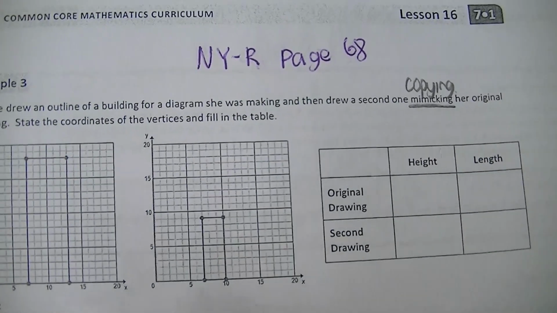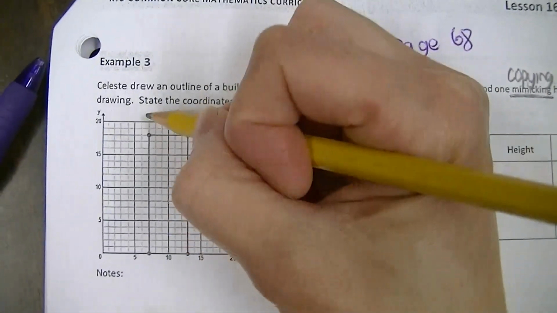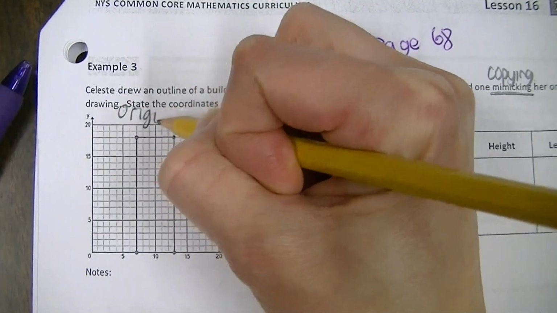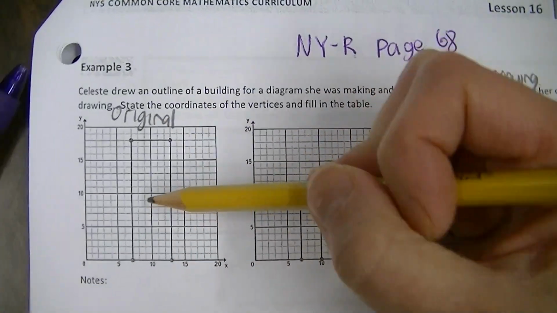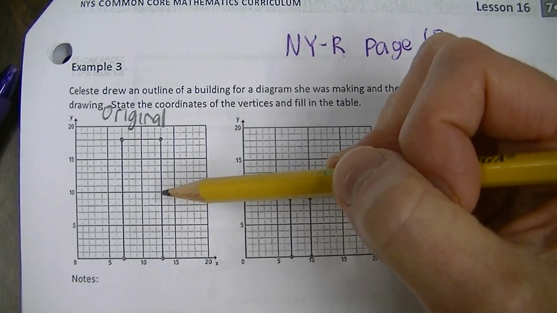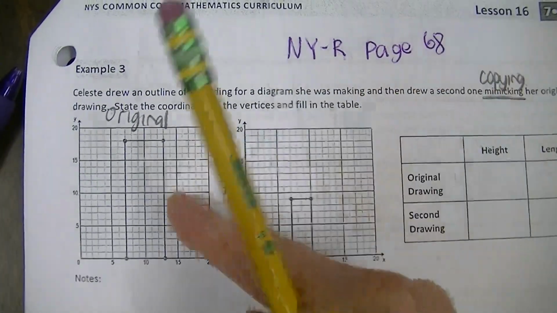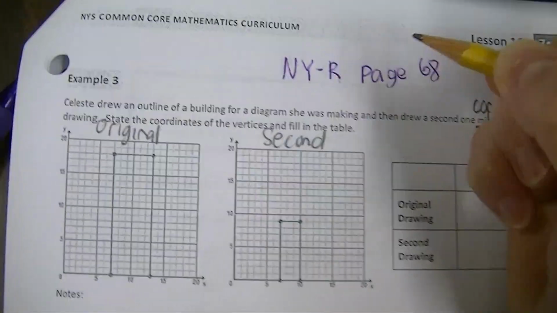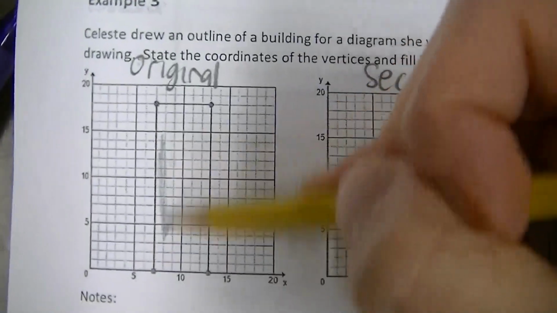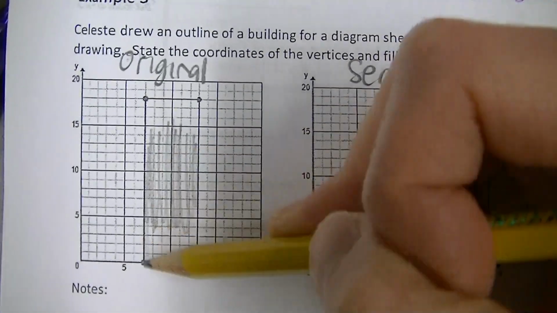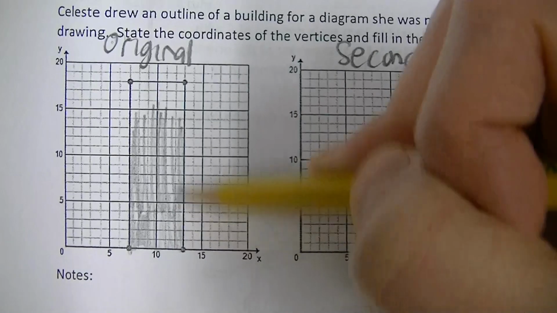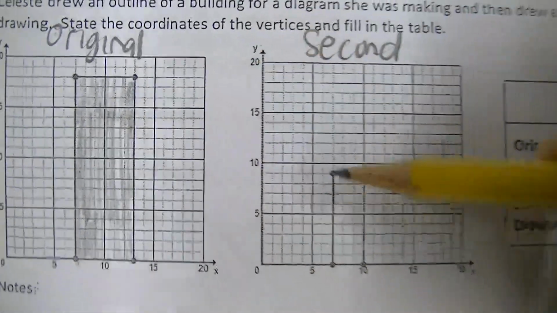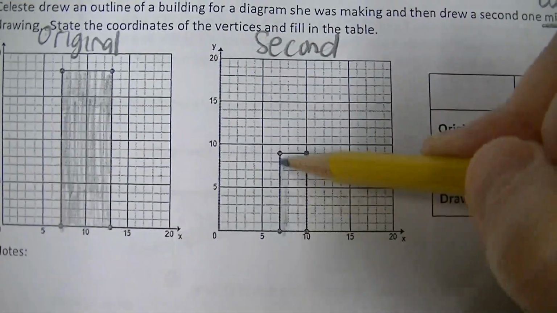Okay, so she drew an outline of a building, and right here is the original. So that's a building that she is drawing a diagram for. And then she drew a second one that mimics this original. Okay, so there's the original, here's the second one. And what I want you to do is just lightly shade the image of the building, just because I think it will help you. But do it very lightly because you're still going to want to see the grid points. Okay, so there's the original building and here's the second building.